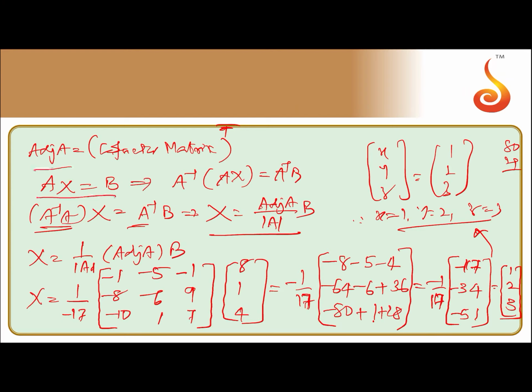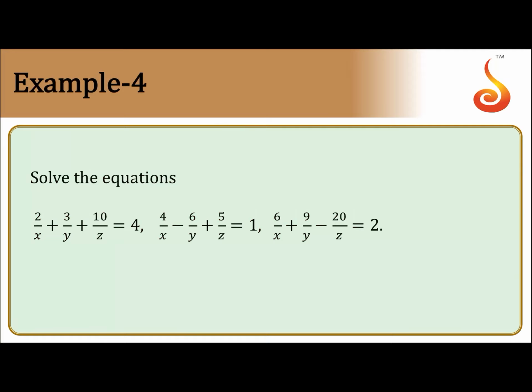And AX is equal to B. Take the inverse and multiply on both sides. You'll get X is equal to adjoint A by det A into B, and therefore 1 by det A into adjoint A into B. Calculate adjoint A into B, and you get the matrix values. That's about the solution for this problem. Let me proceed to the next one.